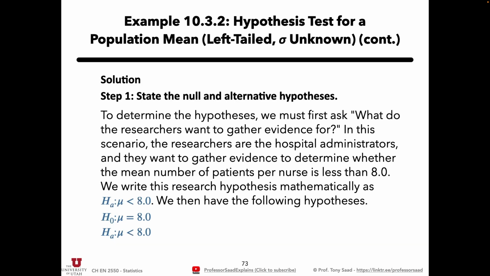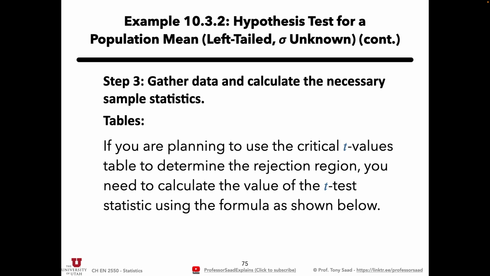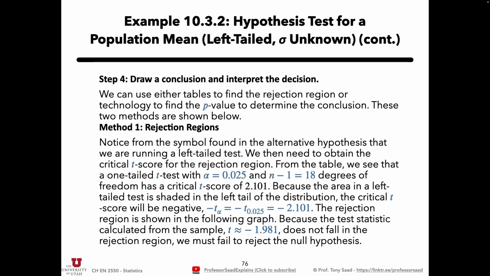So we start with our null hypothesis: the nurses are claiming that the mean is 8 patients per nurse, but the hospital says nope, it's less than 8 patients per nurse. Then we proceed to the significance level, that's step 2. Then we gather the data, which was already gathered for us, and we have to do a t-test in this case. We'll do it in Google Sheets in a second. But first, the method of rejection regions, which are based on critical values of alpha. So this is a left tail test.